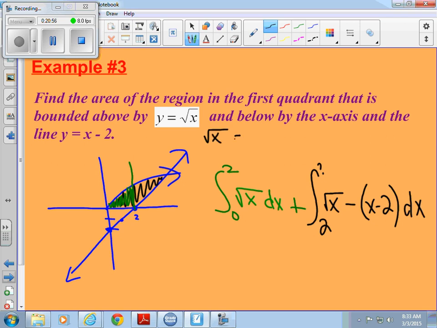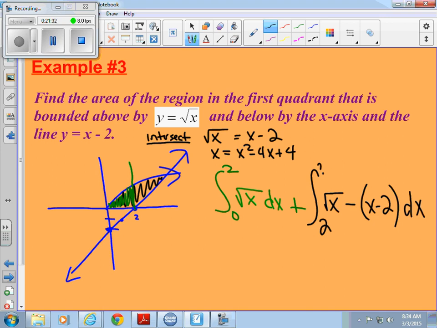So, find the intersection. I'm going to set the square root of x equal to x minus 2. This one's a fun one. I have to square both sides. How do you square x minus 2? Multiply it by x minus 2. Good. Don't do x squared minus 4. You will be wrong every time. Don't do that. Common math mistake. Subtract the x.